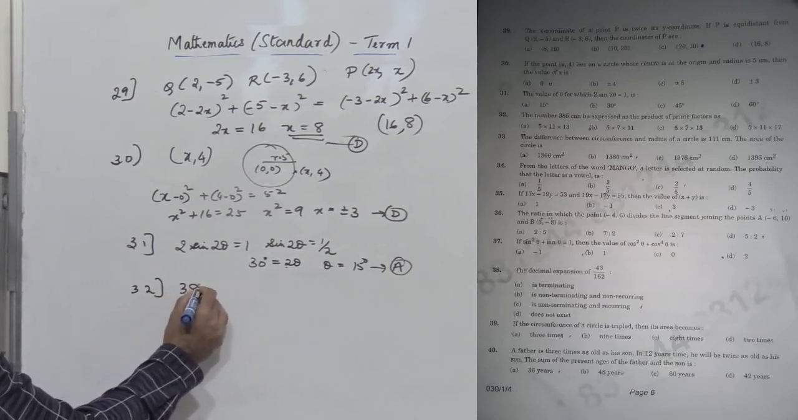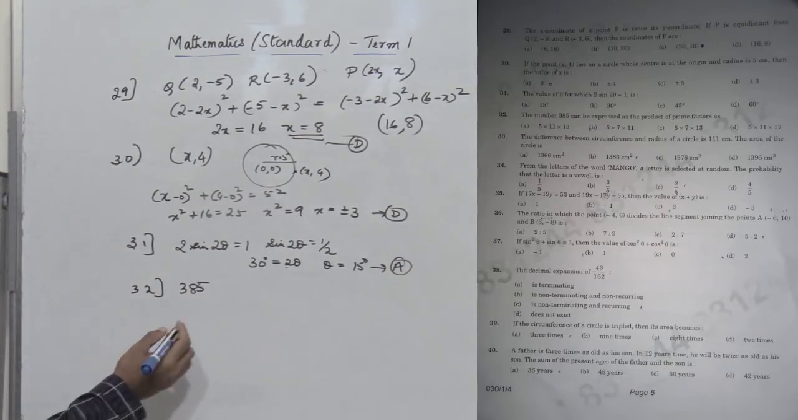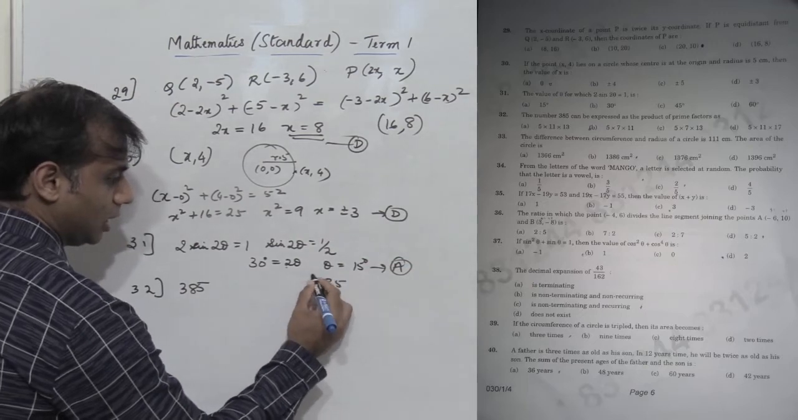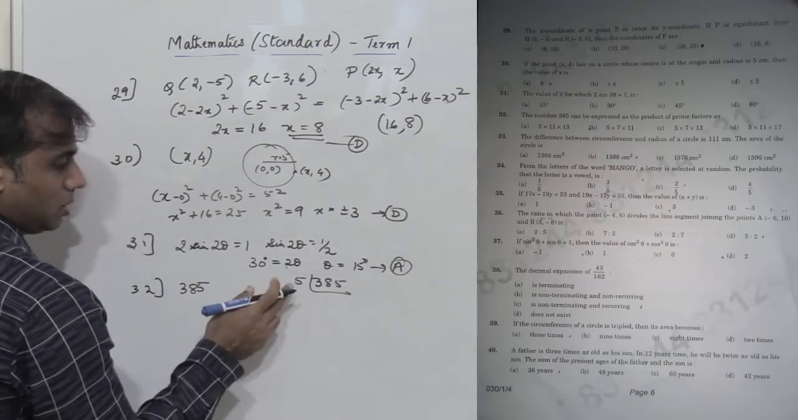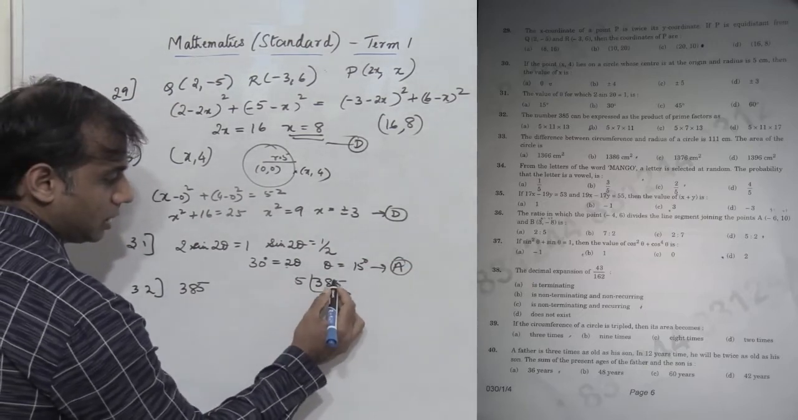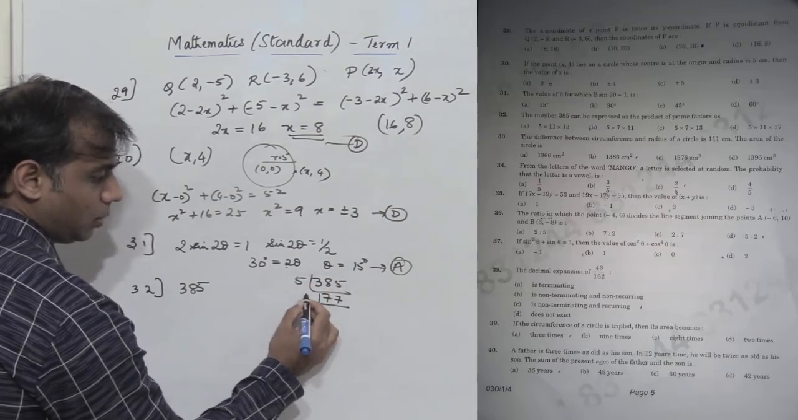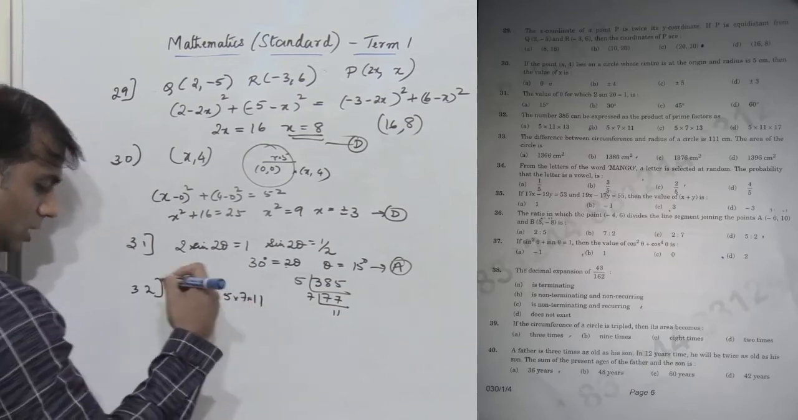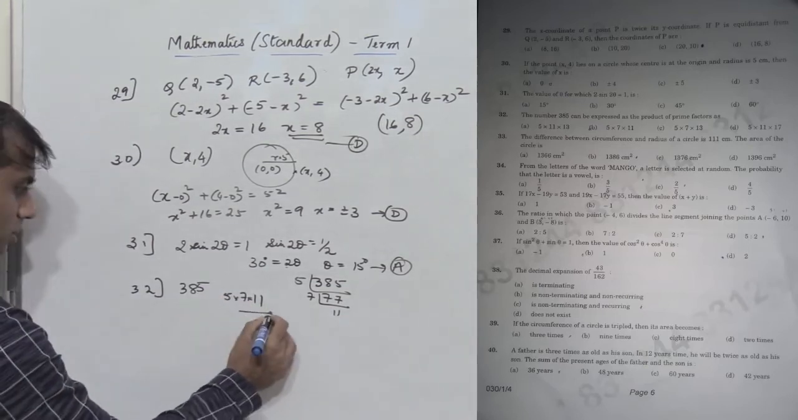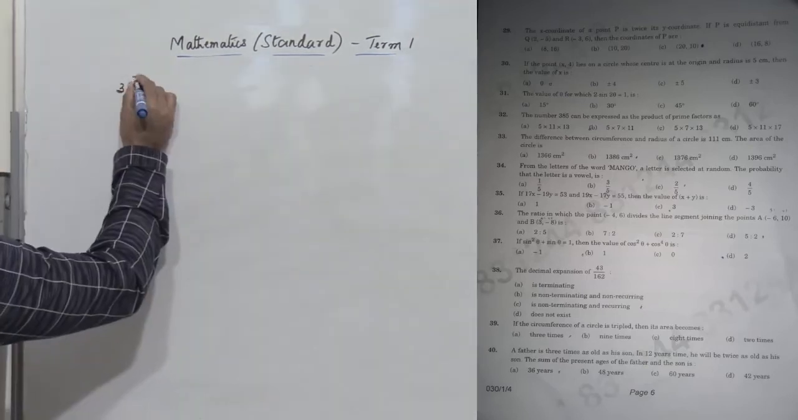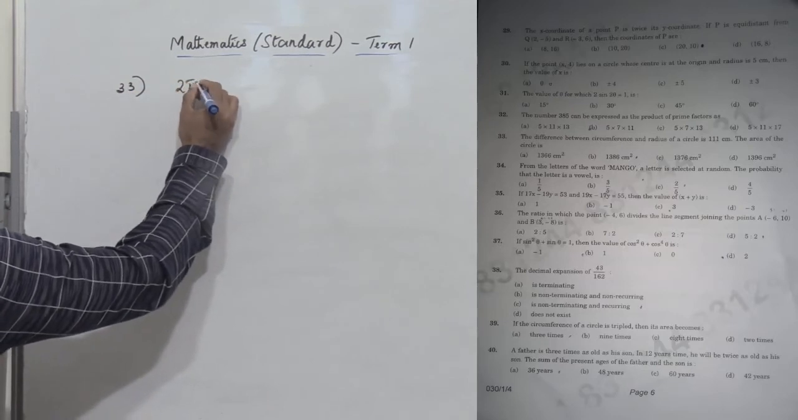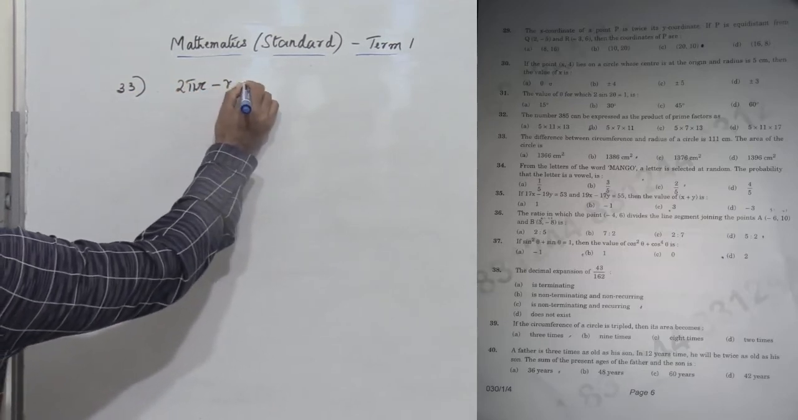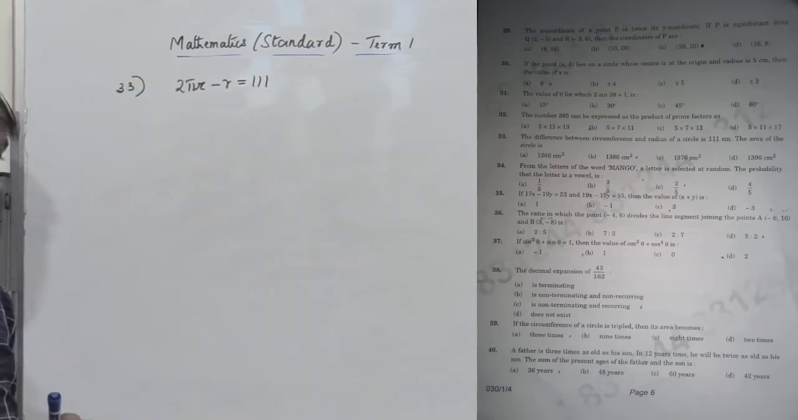You have a number 385. What are its prime factors? Very easy, 385 divided by 5. So when I do that, I get 77. Divided by 7, I get 11. So it is 5 into 7 into 11. So check out the options. It is option B.